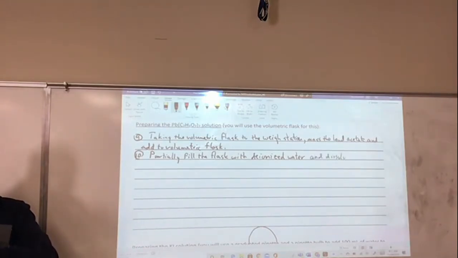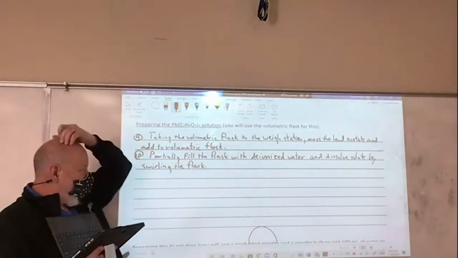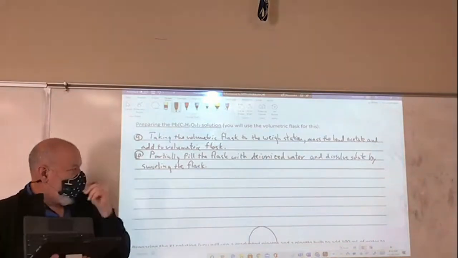Partially fill the flask with deionized water, and then we said, and dissolve solute by swirling the flask. Okay? By swirling the flask. Partially fill the flask with deionized water, dissolve solute by swirling the flask.